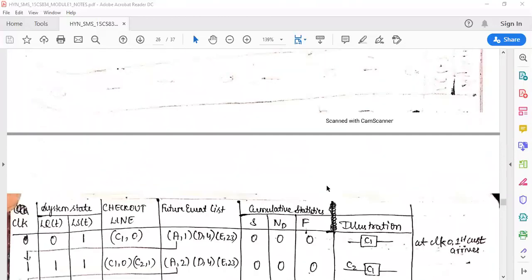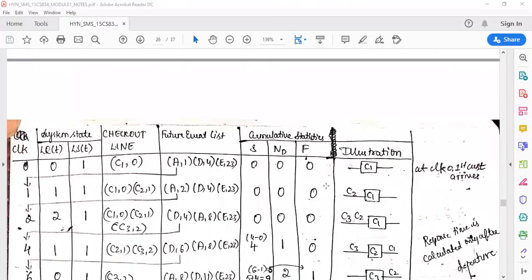Now we have to construct the simulation table. For the construction of the simulation table here, same columns like the previous problem, we'll have the clock. We will have LQ of T, LS of T, which is load queue, load server. There we had FEL and comments. Here we will have checkout line followed by FEL, the future event list. Then we have cumulative statistics.